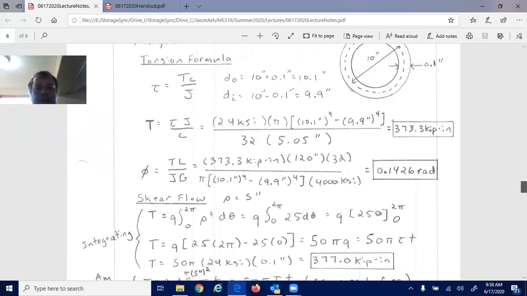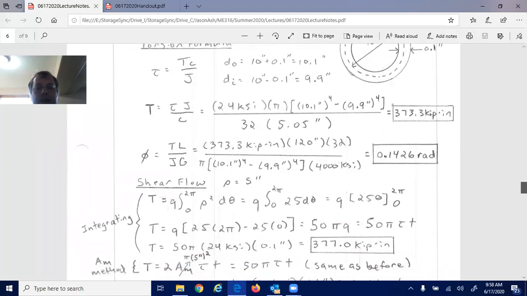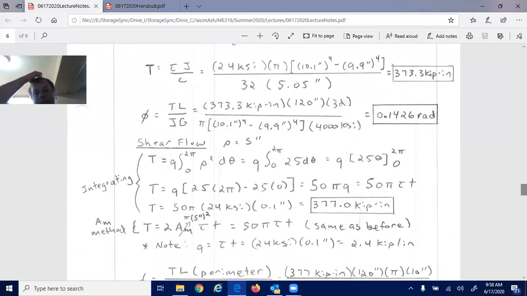Then we can look at shear flow. Again, this is going to give an average state of stress through the cross section. And so our rho value to the median line or mean line is 5 inches. We're going out to the center. And we can solve this two ways. The first way is with the integration method. I just thought I'd show that.